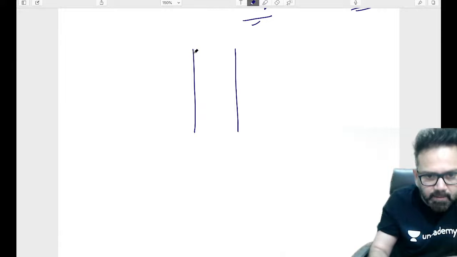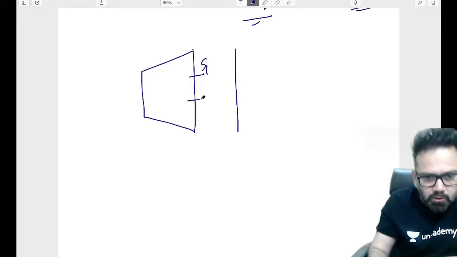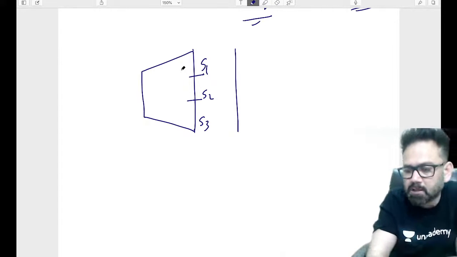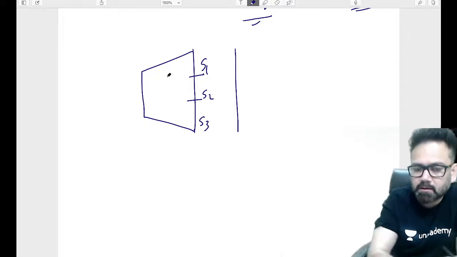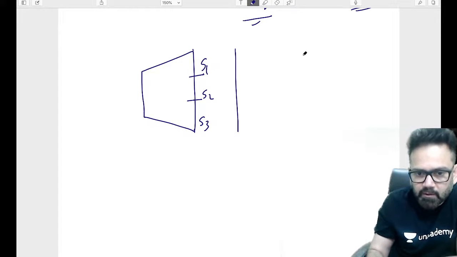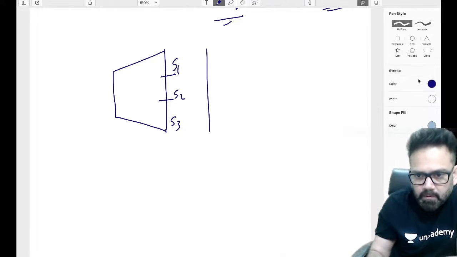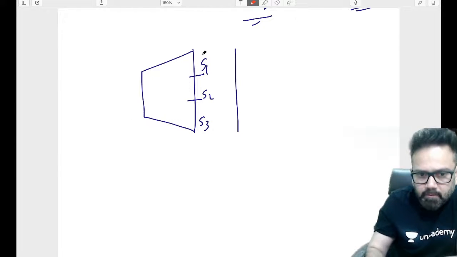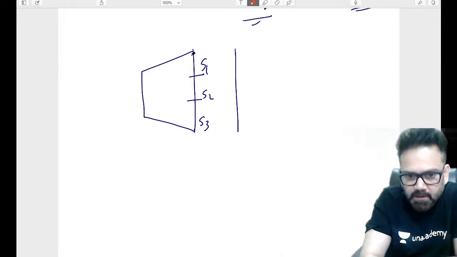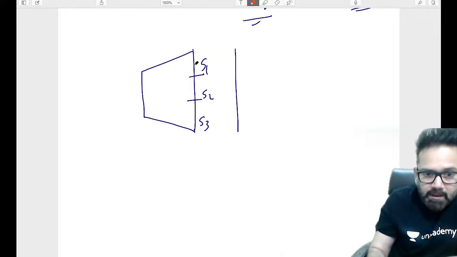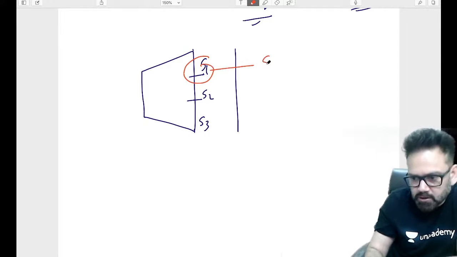Suppose this is your PCT and you know it has three segments. One is called S1, the other is called S2, and this is called S3. Okay, which one is present in which segment? Tell me first. SGLT1 is present in S1, S2 or S3? What do you think? SGLT1 is present in which segment of PCT? S1? No. On this segment, SGLT2 is present.